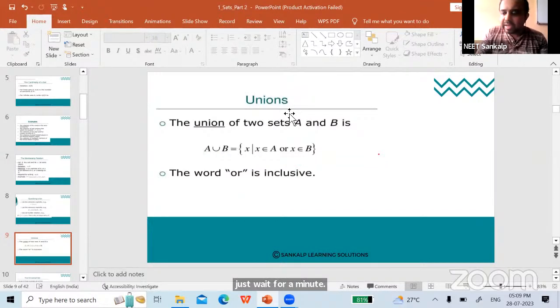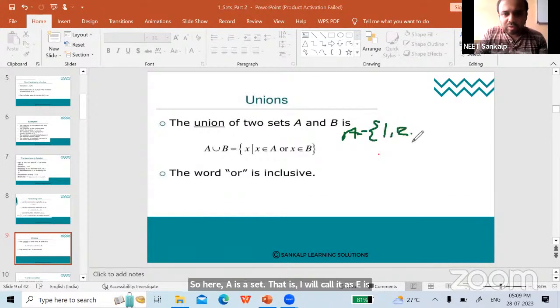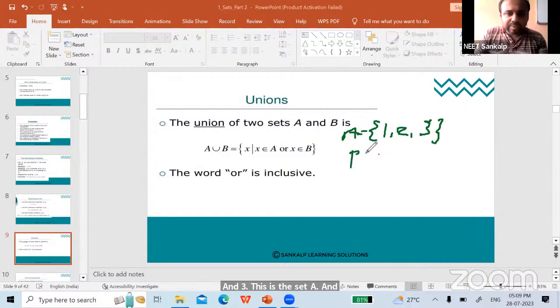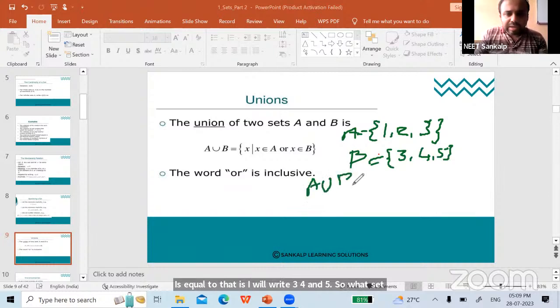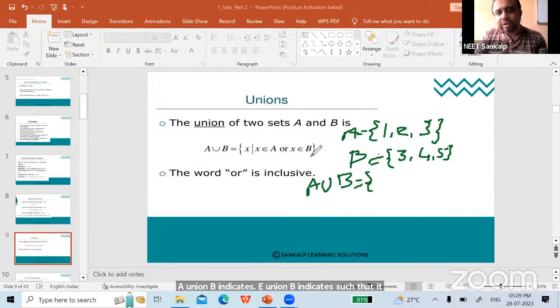So here A is a set. I will take three elements, 1, 2, and 3. This is the set A, and set B, I will write here, that is set B is equal to 3, 4, and 5. So what does set A union B indicate? A union B includes A and it also includes B, but none of the terms should be repeated here.